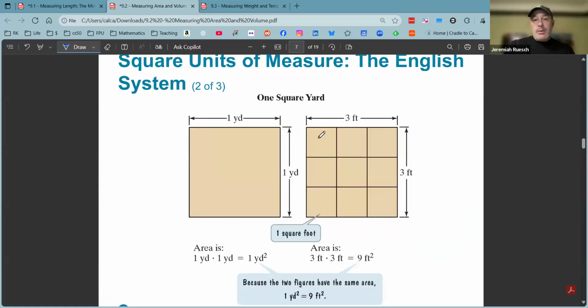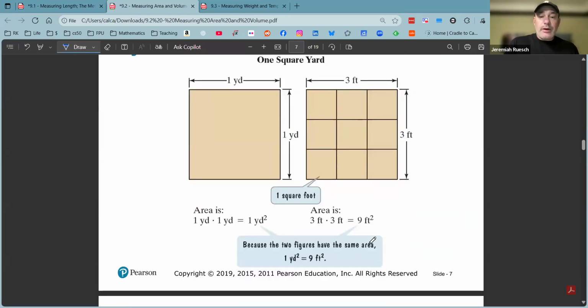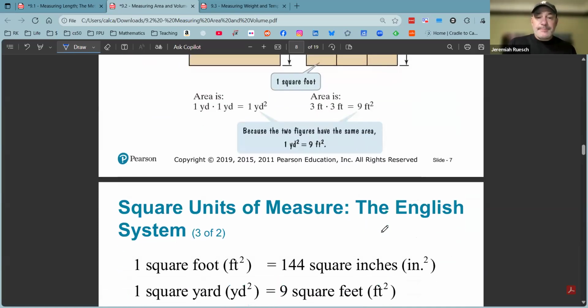So if we had 1 yard, and we wanted to know what it was in feet, we convert: 1 yard is 3 feet. And if we wanted to know what the area of 1 square yard was in feet, then we could multiply, or in this case, we would count, but it would be the same thing as multiplying 3 feet times 3 feet, which gives us then the 9 square feet. So 1 square yard is the same thing as 9 square feet.